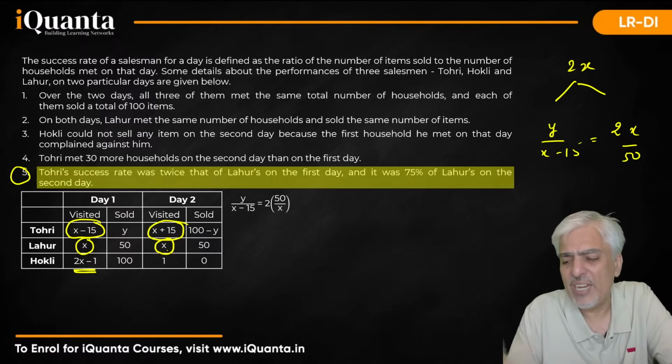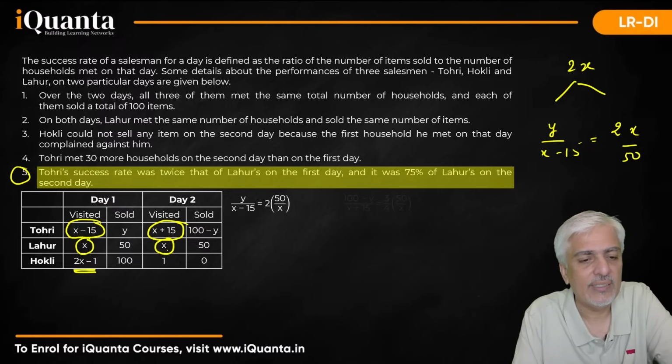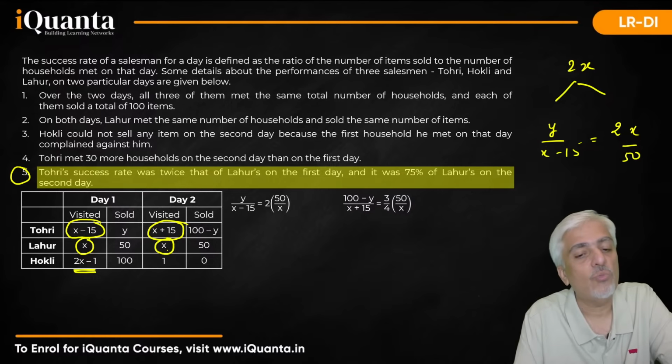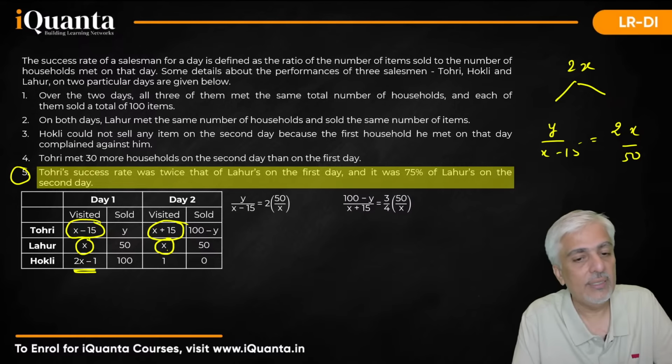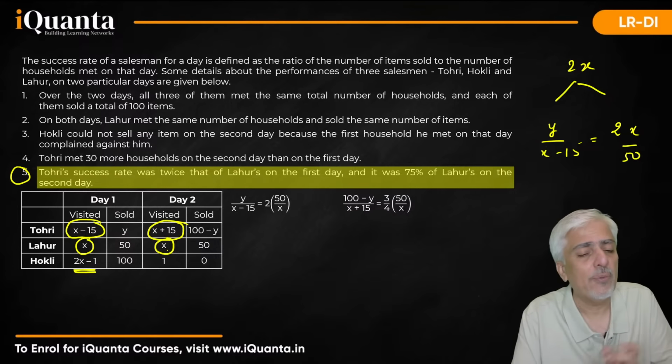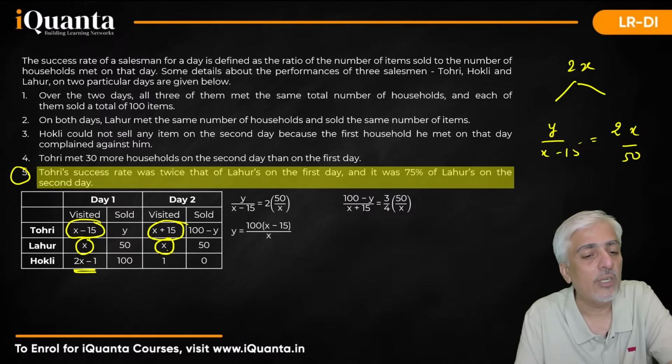Right? Or 50 upon x, not x upon 50, 50 upon x. And the second day it was 75%. So (100 minus y) upon (x plus 15) is 3 by 4, 50 upon x. Okay, on both the sides we have 3 by 4 common, 50 upon x common, sorry. So I can solve it accordingly.